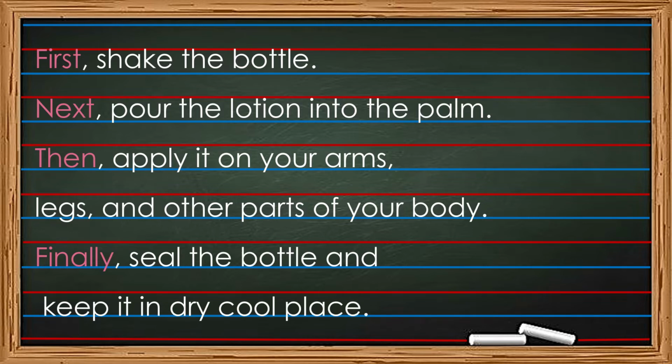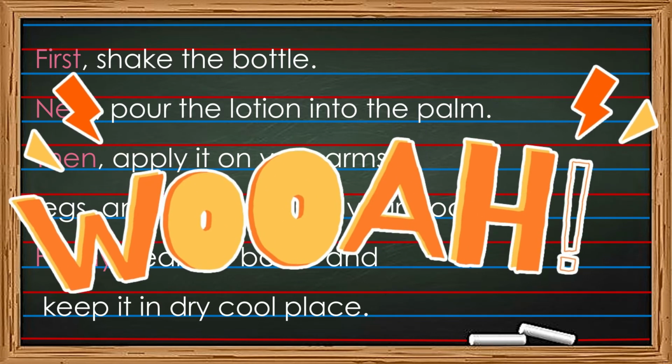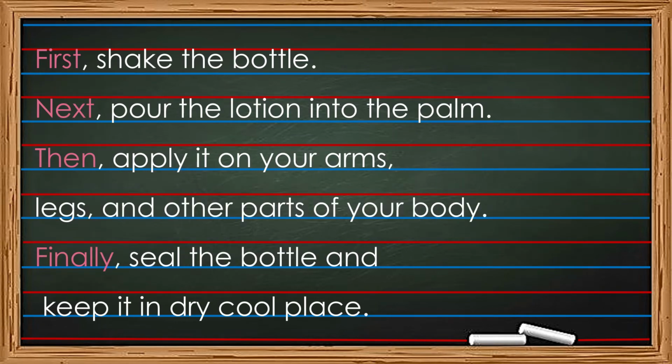Read with me the paragraph. First, shake the bottle. Next, pour the lotion into the palm. Then, apply it into your arms, legs, and other parts of your body. Finally, seal the bottle and keep it in a dry, cool place. Great job, learners! This time, let's try this activity from education.com.